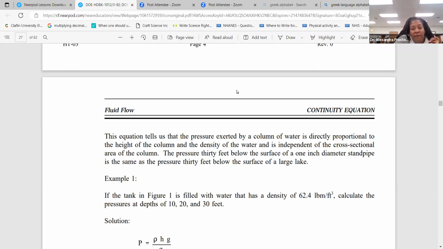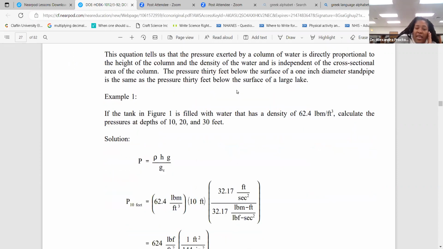The pressure 30 feet below the surface of a 1-inch diameter standpipe is the same as the pressure 30 feet below the surface of a large lake. So they give us an example problem. The tank in figure 1 is filled with water that has a density of 62.4 pound mass per cubic foot. And they ask that you calculate the pressures at depths of 10, 20, and 30 feet.